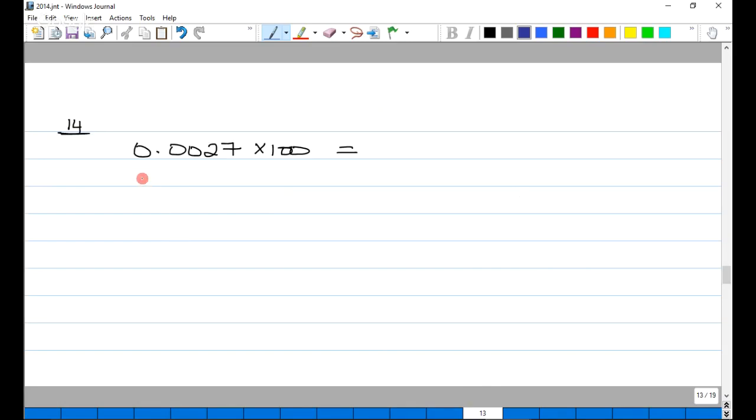We have 0.0027 multiplied by 100. We're going to be moving this to the right 2 places. So 1, 2. So I end up now with 0.27.